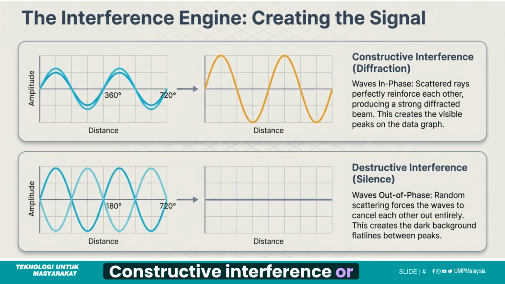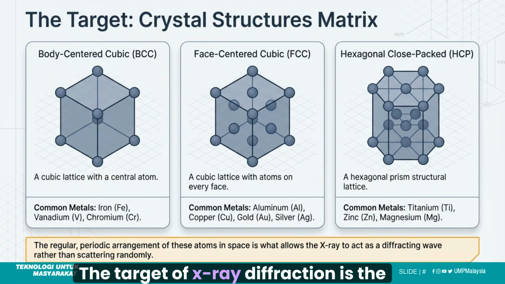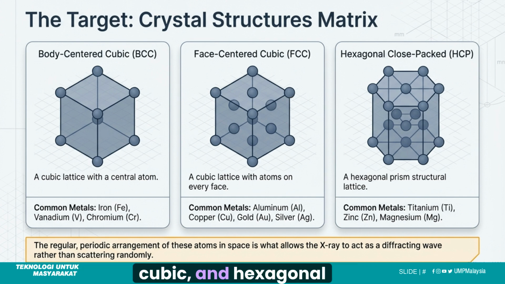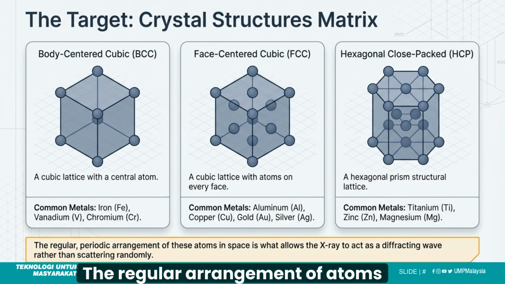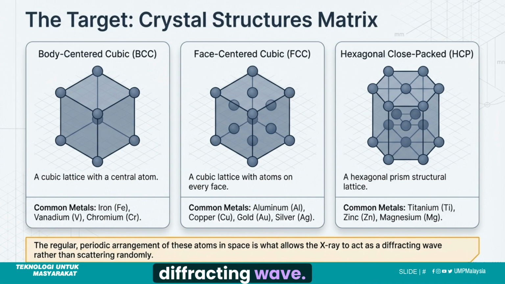Constructive interference, or diffraction, occurs when waves are in phase, reinforcing each other to produce strong, diffracted beams. Destructive interference, or silence, happens when out-of-phase waves cancel each other out, creating the dark background. The target of X-ray diffraction is the crystal structures matrix, including body-centered cubic, face-centered cubic, and hexagonal close-packed structures. The regular arrangement of atoms allows the X-ray to act as a diffracting wave.